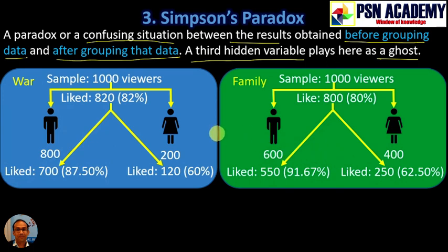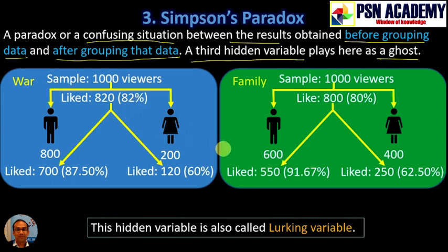So when you go for individual analysis between men and women, you find that individually men and women are liking family movies more than war movies. But whenever you go for an overall data analysis, you will see that war movies are more favorable than family movies. So this is a contradiction, right? This kind of situation is called a paradox, and this is known as Simpson's paradox.